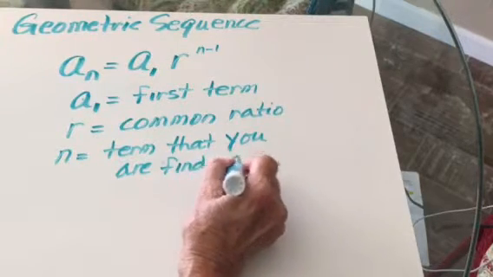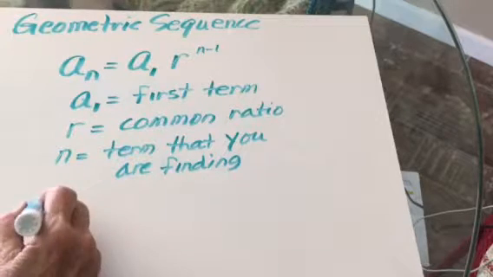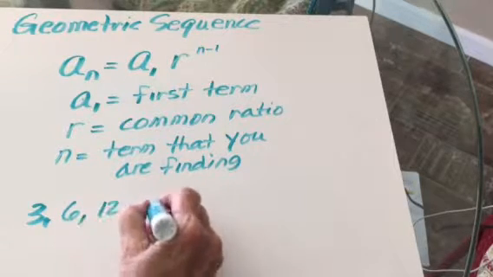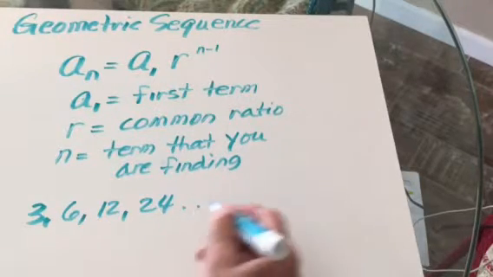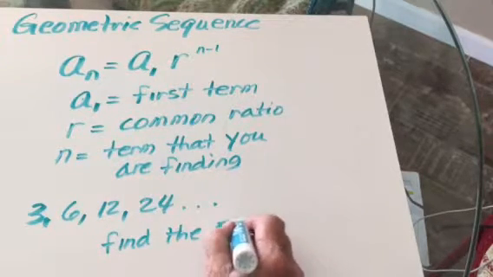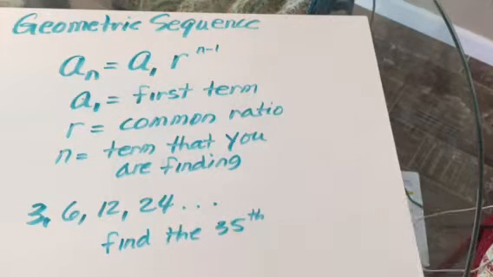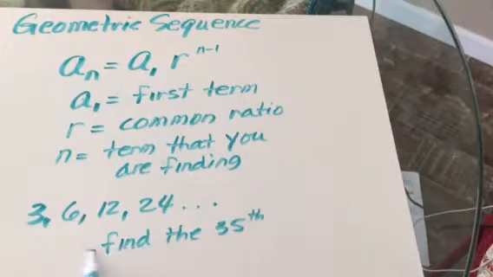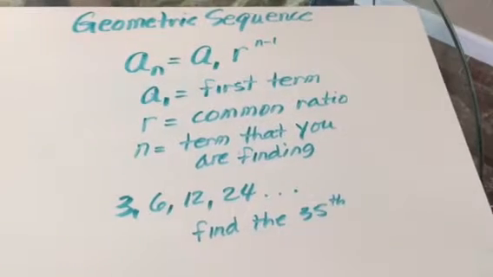You know, if they say to you, they might say something like this: 3, 6, 12, 24, find the 35th term. Find the 35th term of this sequence. Well, do you really want to multiply this out? I mean, it's like ridiculous. So, as a matter of fact, let's just go ahead and do this right now. We're going to use this equation. We're going to try to find that term. Do I have room? Let's see, where do I have room?